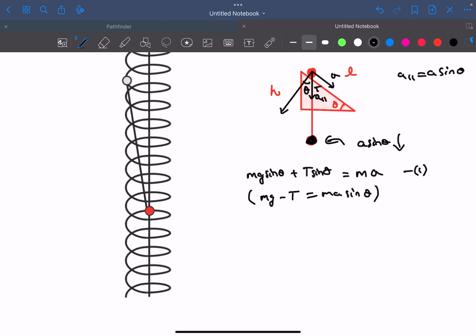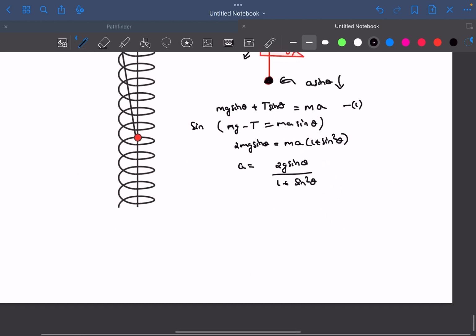I am going to multiply the second equation with sine theta and add these two equations, so the tension gets cancelled out, and I'll get 2 mg sine theta equals ma times (1 plus sine squared theta). And finally, we'll get the acceleration of the bead, which we wanted, as 2g sine theta divided by 1 plus sine squared theta. Now, as we have the acceleration, our problem is done.